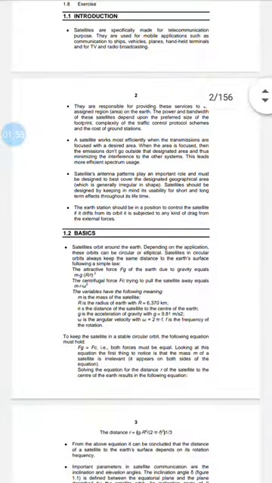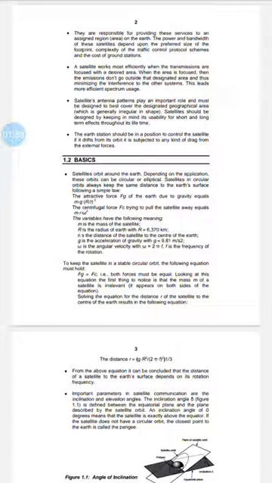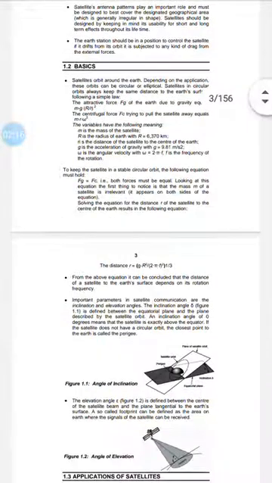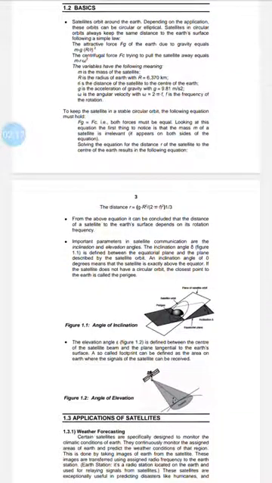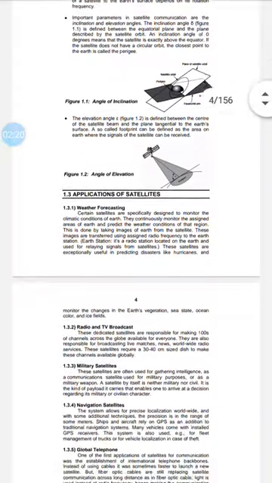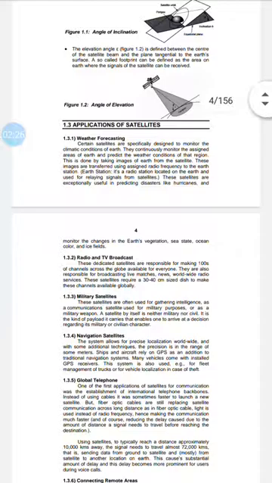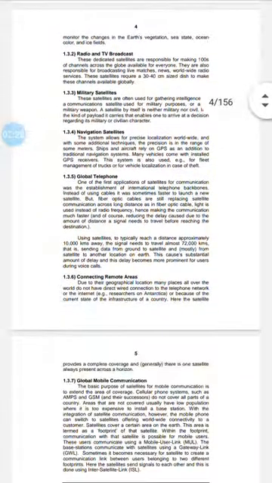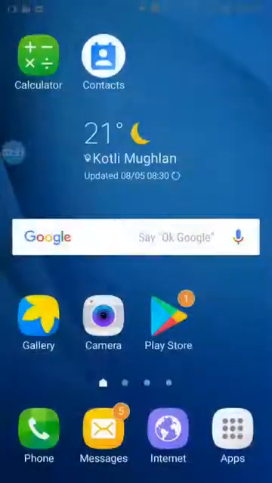Now, satellites orbit around the Earth depending upon the application. These orbits can be circular or elliptical. Whenever you study satellite communication, you have two types of orbits, circular or elliptical, isn't it? The applications of satellites are weather forecasting, radio TV broadcast, military satellite, navigation, global telephone communication, and global mobile communication.